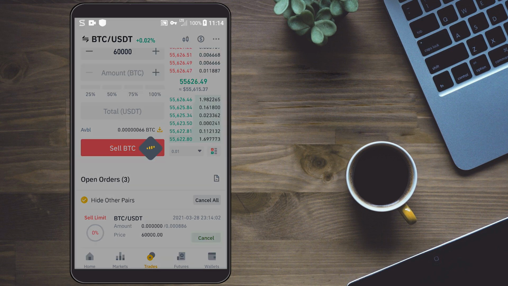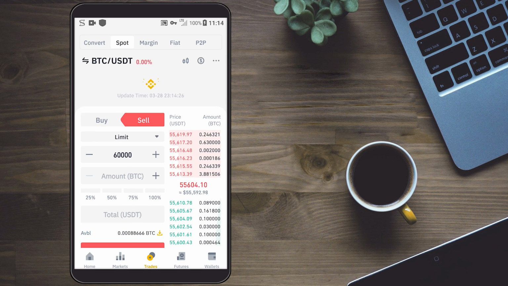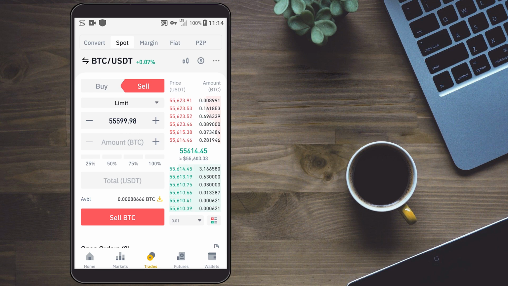Let me cancel this, refreshing this page. You see that it's cancelled. Please pay attention that a limit sell order is for selling higher than the current price of the market, and the limit price must be set higher than the current price. If you set the limit price lower than the current price of the market, your order will be executed instantly, because the current price of the market will be a better price than your limit price. You are selling, the higher the better, right? Let me show you this.